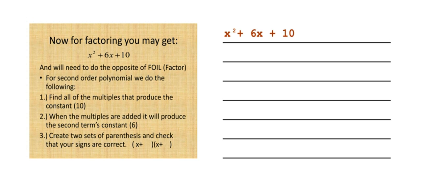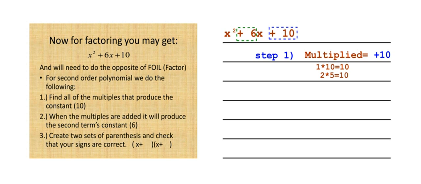So x squared plus 6x plus 10. Notice that we're trying to look for the multiples that produce the constant 10. It's positive, so the sign is included. 1 times 10 gives us 10. 2 times 5 gives us 10. Looks like that's all the combinations, at least the basic ones. We're also looking for multiples that, when we add them, give a total of 6, the number next to the variable x. And notice that it's a positive 6.